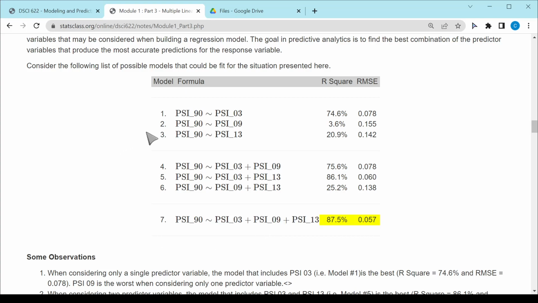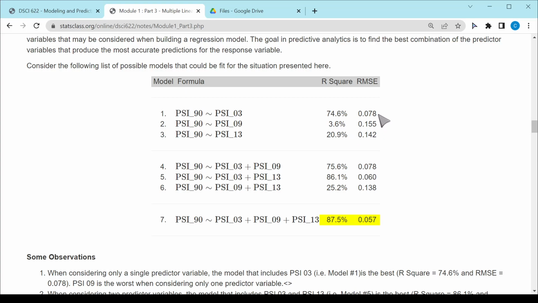So what I've done here is looked at the 3 simple linear regression models, the one that has PSI 03 in it, another model that has PSI 09 in it, and another model that has PSI 13 in it. So the question we might initially ask is, which of these predictor variables is most relevant to PSI 90 when I'm just using a simple linear regression model? Now, clearly we can see that the R squared for model number 1 is considerably better than the R squared for model 2 or 3.